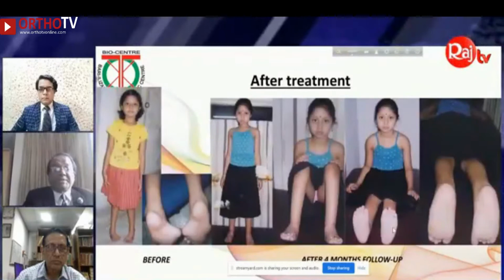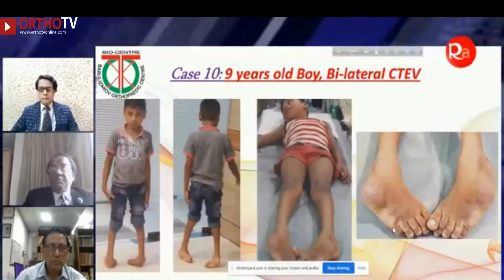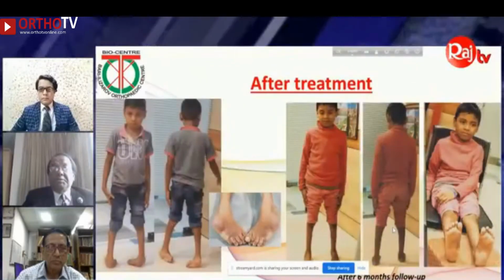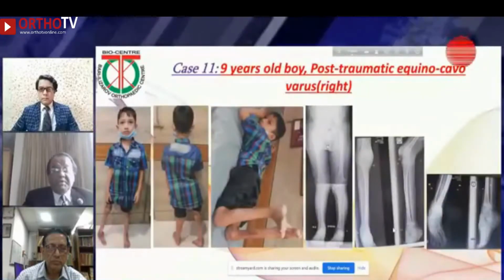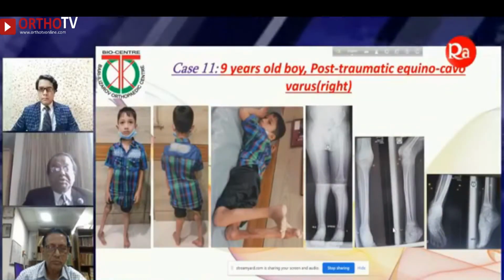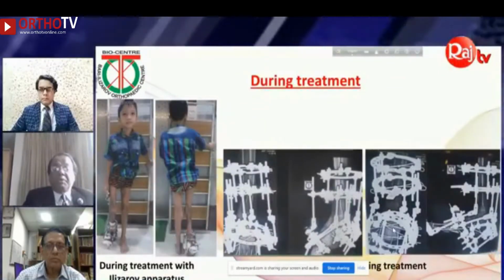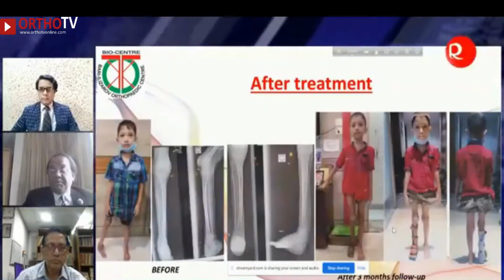Now you can see the back side of the foot. And this is bilateral CTEV. See, after treatment, this is post-traumatic equinocavovarus. I have taken here only one case. You can see here, this is also CTEV. So not congenital, but post-traumatic. This is treatment with the Ilizarov apparatus.